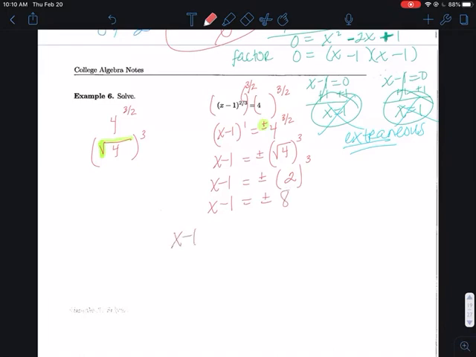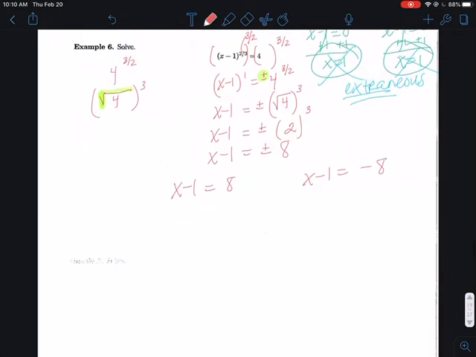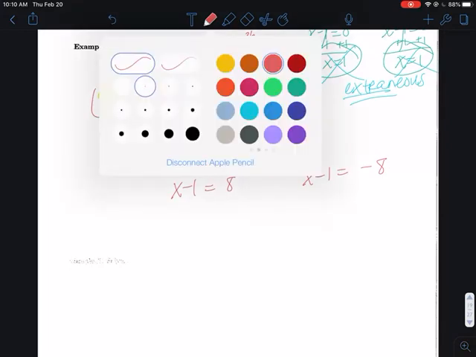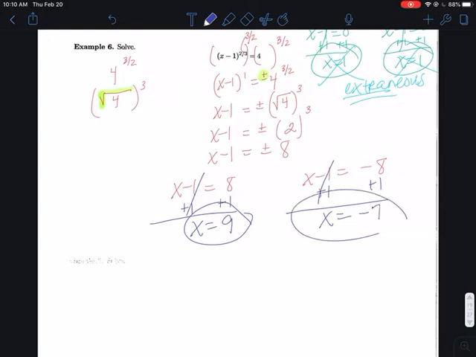And then you set x minus 1 equal to positive 8, and you set x minus 1 equal to negative 8. That goes back to the last section, quadratics, when we had to solve by taking square roots. So now I'm going to add 1 to both sides. I get x equals 9. And then here, add 1 to both sides, and I get x equals negative 7.